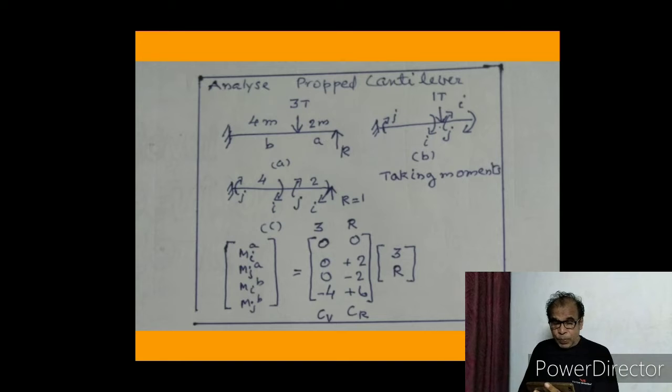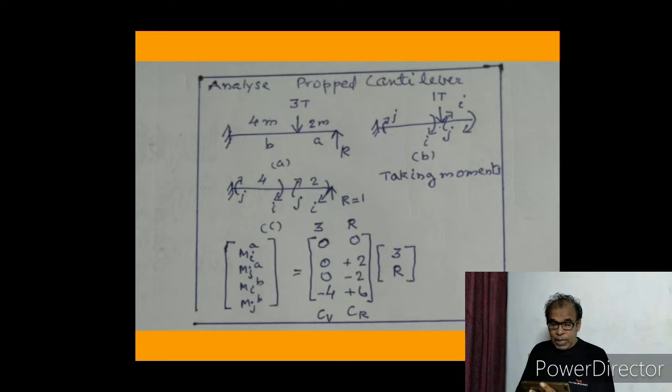Then remove the prop and apply a unit load at the position of the 3-ton load, taking moments. We get a CV column matrix. After that, remove the load and apply a unit reaction at the free end, taking moments. We get the CR matrix, together the CV CR matrix.